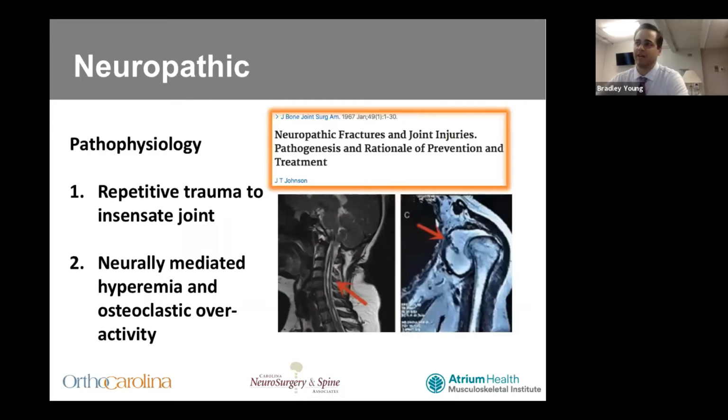Two theories behind the pathophysiology of neuropathic shoulder arthropathy are, as expected, one, the joint erosion is secondary to repetitive trauma on an insensate joint. But more interestingly is two, there's a neurally mediated hyperemia and osteoclastic overactivity that leads to excessive bone resorption in these patients.